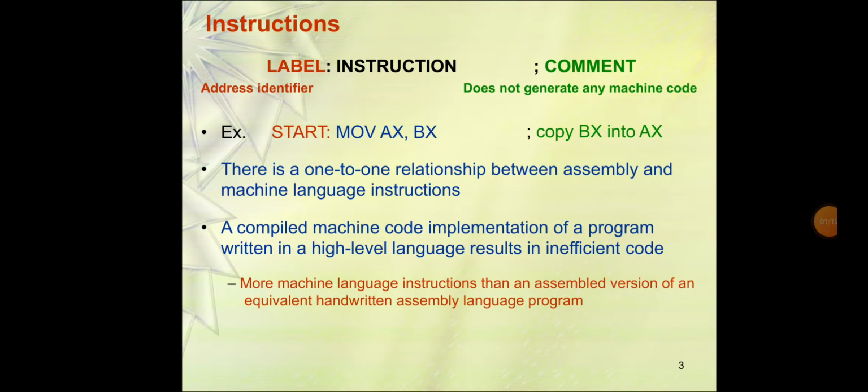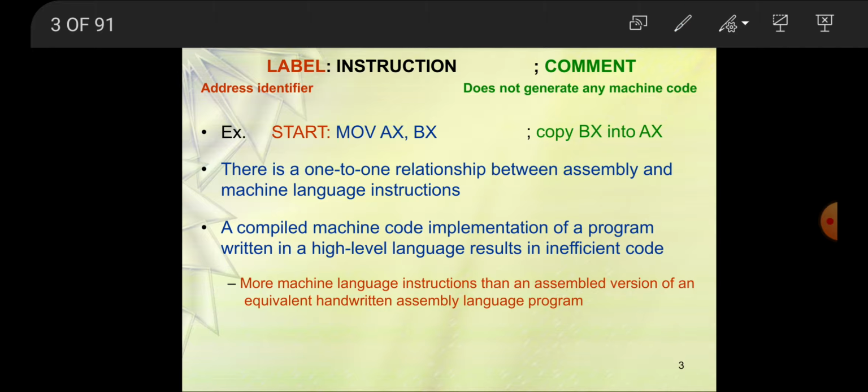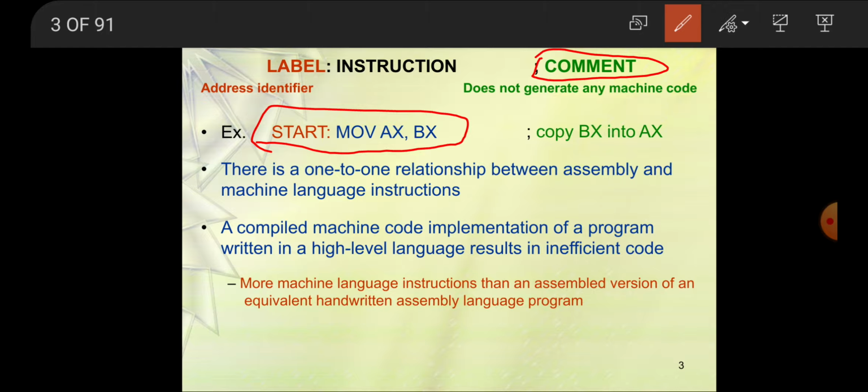I will give an example of how exactly the instruction is written: label, instruction and the comment. Here I want to write the instruction MOV AX, BX. What is the meaning of this? In the comment I will show what exactly this instruction does. It copies BX, so whatever data is in BX gets copied into AX.